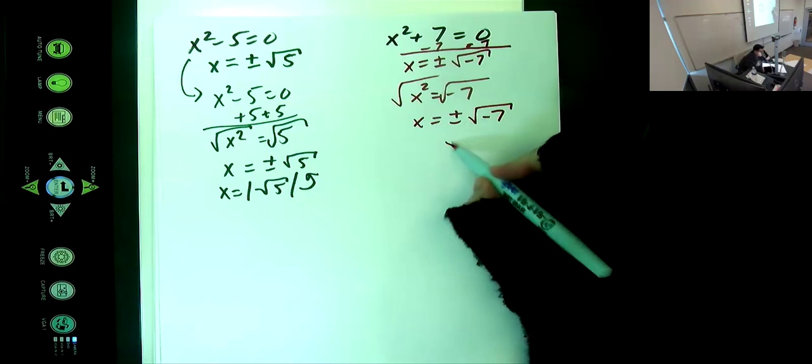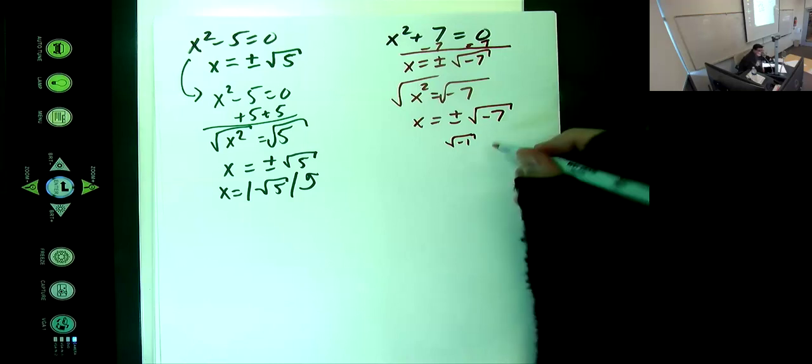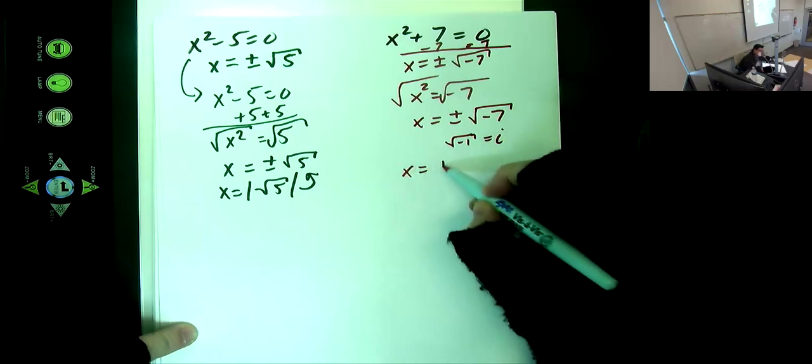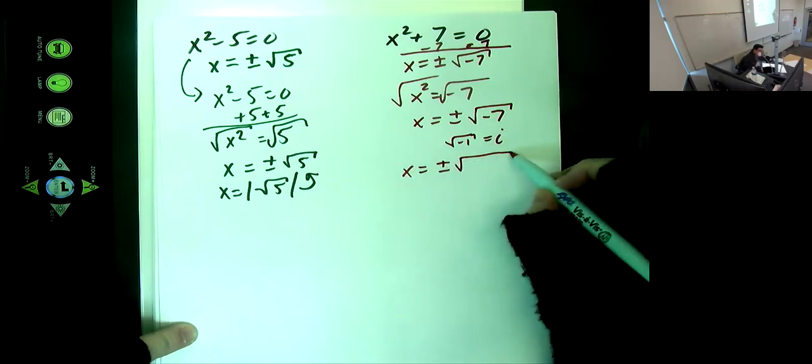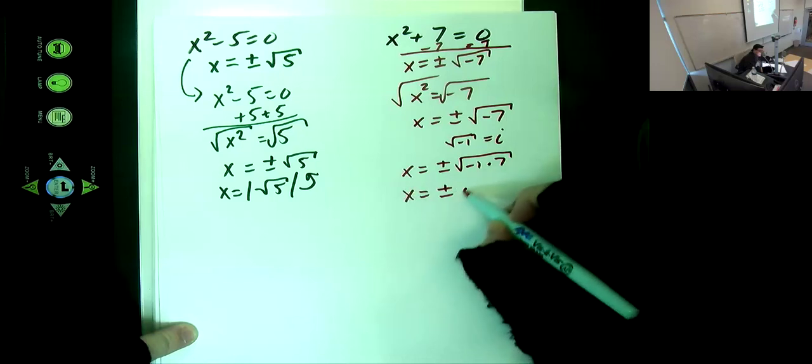What's the square root of -1? Is it just 0? No. It's i. So this is x equals plus or minus the square root of -1 times 7, which is x equals plus or minus i√7.